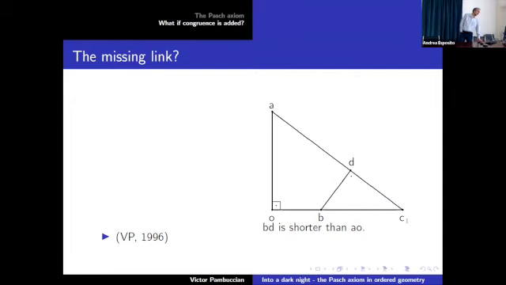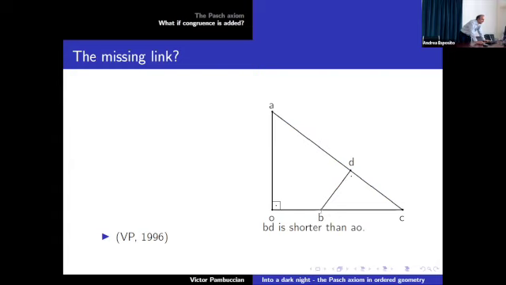And here I was thinking of the missing link. And in 1996, I found that this is the missing link. What's that? Well, you have a triangle OAC, which is right. You have a right triangle.